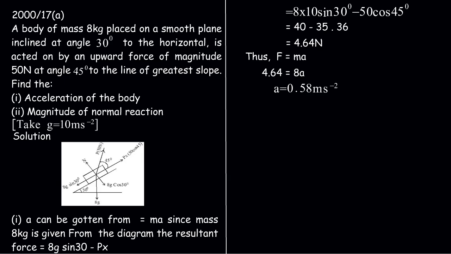And for the second part of our question, R will be equal to mg cos 30 degrees, which will be equal to 8 times 10 root 3 divided by 2, which is 69.28 Newton.